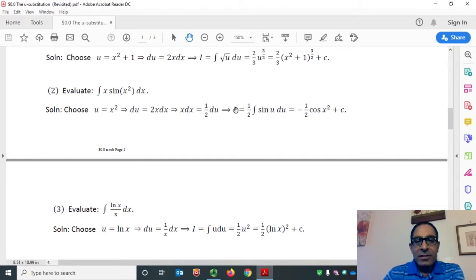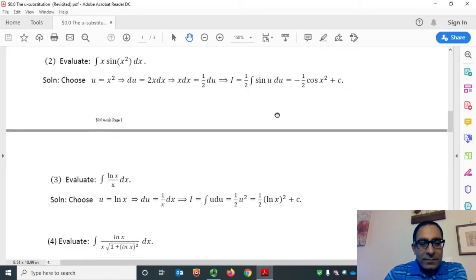And then rewrite the given integral in terms of u. So I equals the integral of sine x squared. x squared is u, so sine u, and x dx is 1/2 du. Pull 1/2 outside, du. Correct. Then the next step, 1/2 copy as it is. We know the integral of sine u is negative cosine u. And put u equals x squared. So then our final answer is negative 1/2 cosine x squared plus C. C is a constant of integration.